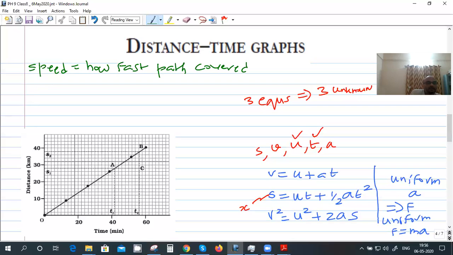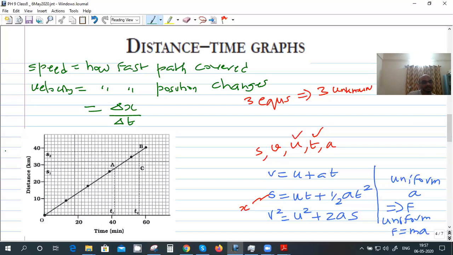And velocity is how fast position changes. So velocity is change in position. Change is always represented by delta. And how do you represent change in time? Delta t. Right, so this is the velocity.